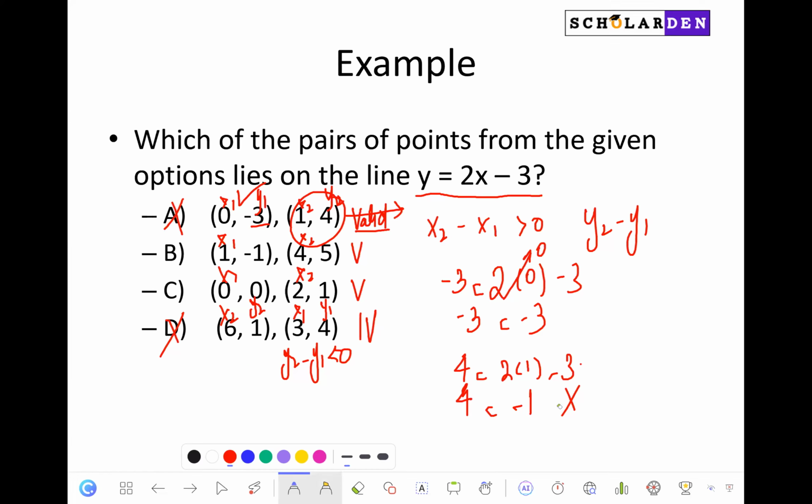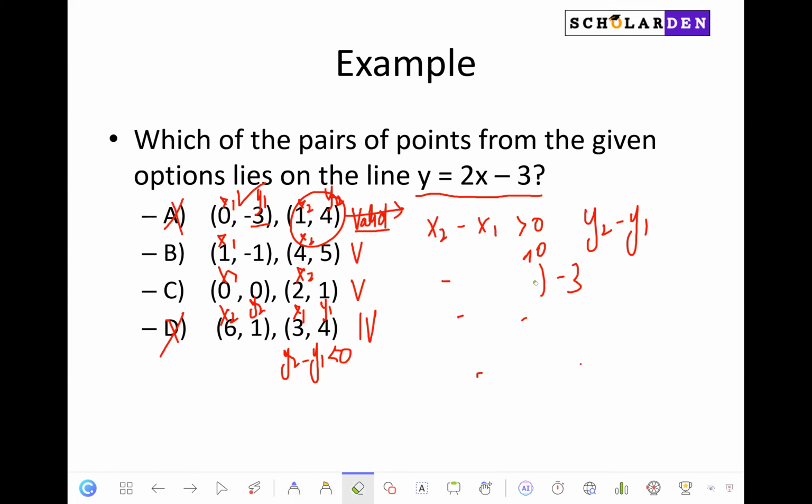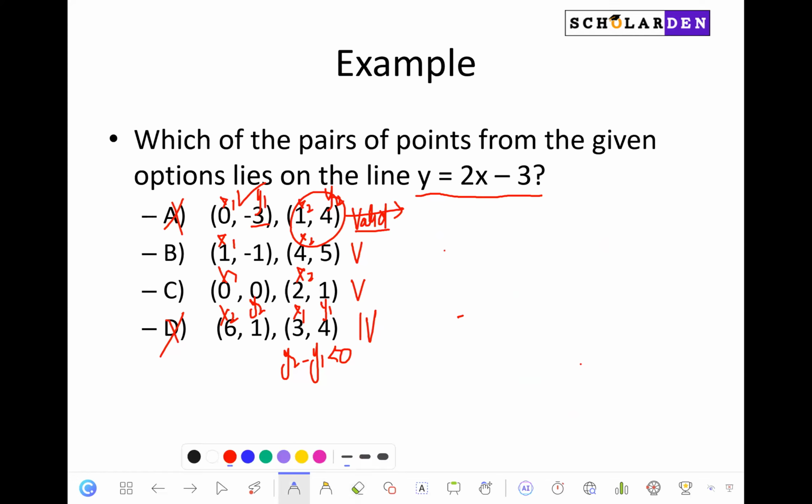Okay, let's do the same for all the other options. So for example, for option B, let's plug in option B. So the first point is minus 1 is equal to 2 times 1 minus 3. Okay, so this is 2 minus 3, which implies minus 1 is equal to minus 1. So this point lies on the line.